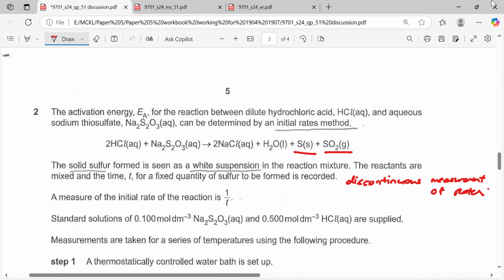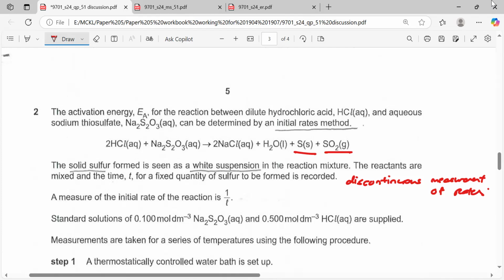For example, you may want to put this on the weighing balance. You start the stopwatch when everything is added, and then you stop the timer when you get 1 gram of solid sulfur formed on the weighing balance. So you have a destination or an objective to achieve. It is just like the time taken for the blue bag to appear. You sit there and wait until your blue bag appears, or maybe disappears. This is called a discontinuous type of setting up of rates.